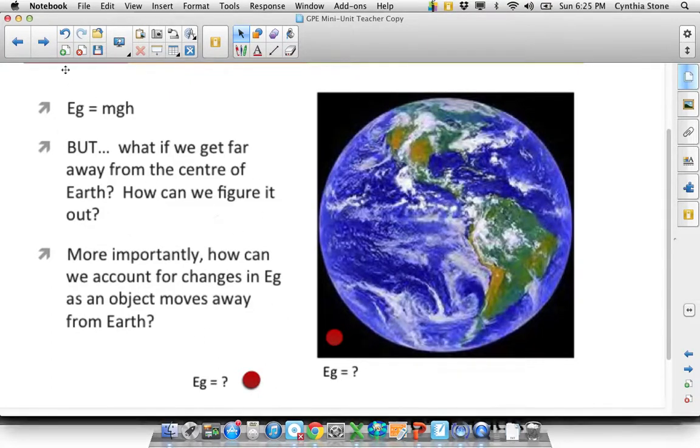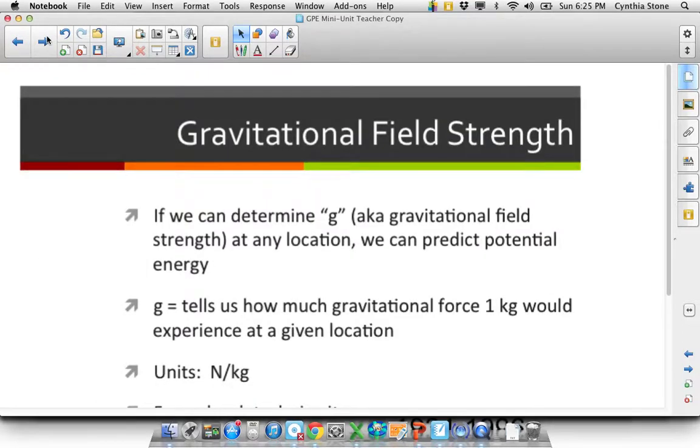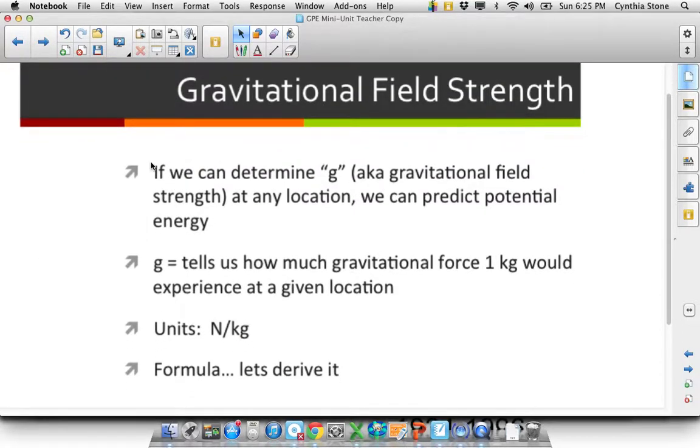Okay, so moving on. We've done this before, so this first little bit's just stuff you've done before. We use the term gravitational field strength. And of course, later on, when we talk about electric fields, we'll talk about electric field strength, but now we're talking about gravitational. And we give it the symbol g, and it tells us how much force 1 kilogram would experience at a given location.